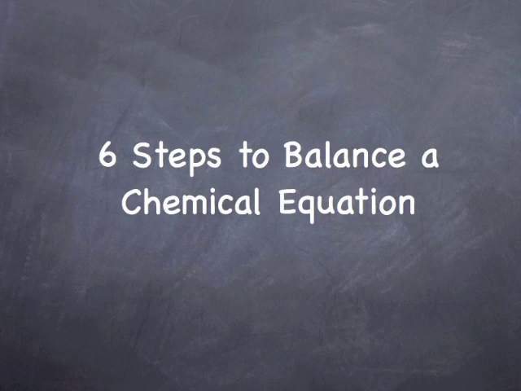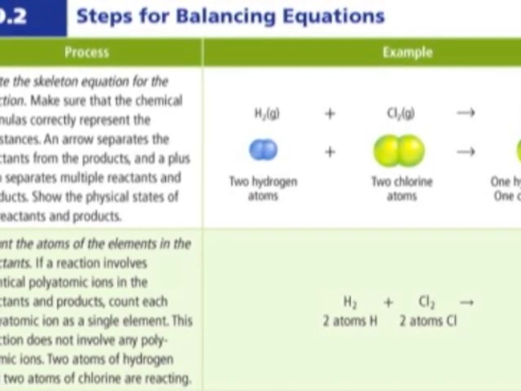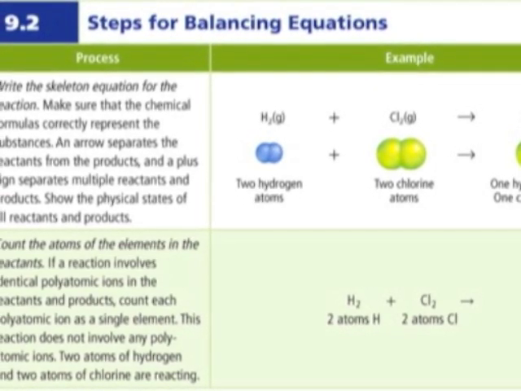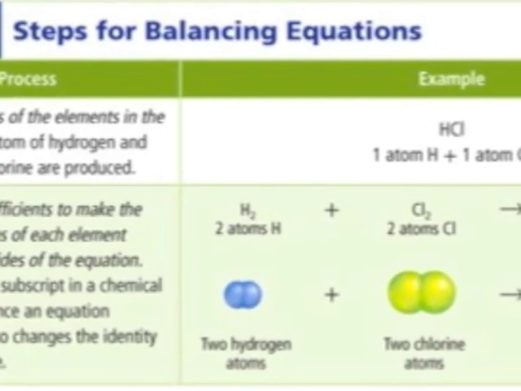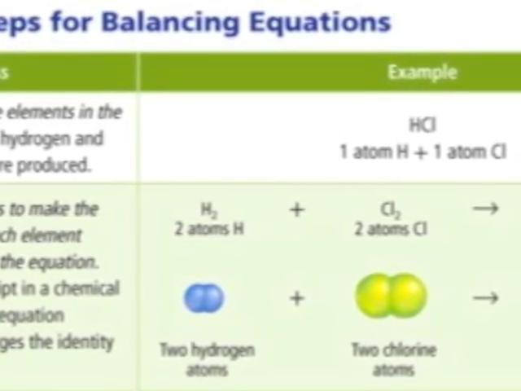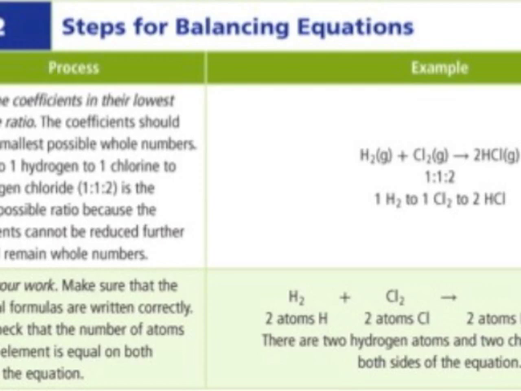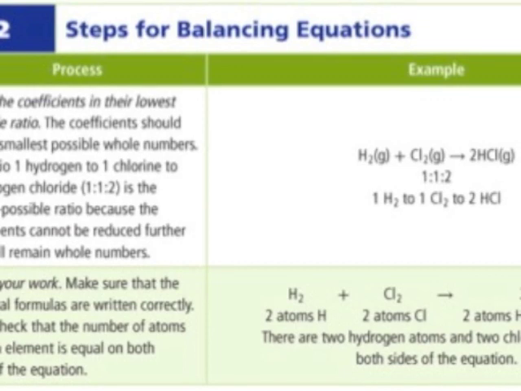There are 6 steps to balance a chemical equation. First, you're going to write the skeletal equation. The second step is you count the atoms of the elements in the reactants, and any polyatomic ions that remain unchanged can be counted as if they are elements. Your third step is you're going to count the atoms of the elements in the products. Step 4, you'll change the coefficients to make the number of atoms of each element equal on both sides of the equation. Remember, don't change those subscripts. Step 5, you will write the coefficients in the lowest possible ratio. Step 6, check your work.